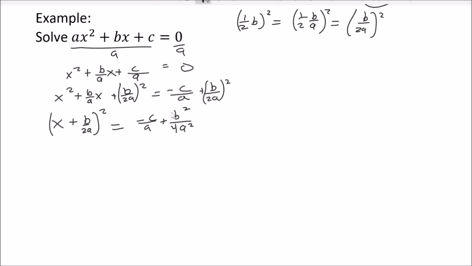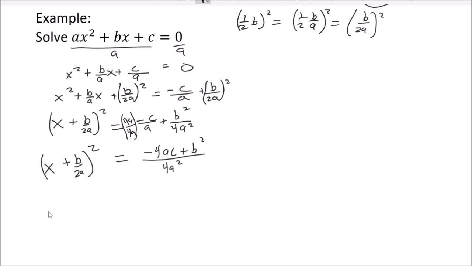So now we're going to get a common denominator over here before we do anything else. So it looks like I need to multiply over here to get a common denominator by 4a on top and bottom. So 4a, and then they both say 4a squared. So what I have is negative 4ac plus b squared divided by 4a squared. All right, so we have x plus b over 2a, quantity squared, and it's the same steps we've been doing all along.